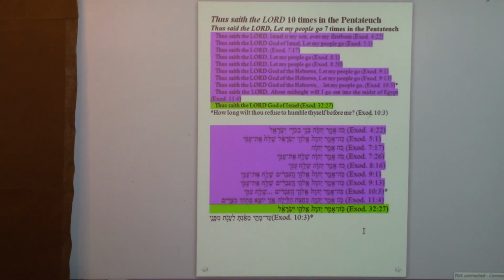Thus saith the Lord, 10 times. That phrase appears exactly 10 times. And you can see there are little asterisks there. It's a variation on the example, and so we didn't include that because there are these variations. But we're looking for the exact phrase, and there it is 10 times. And notice the last one is completed by the Elohis.